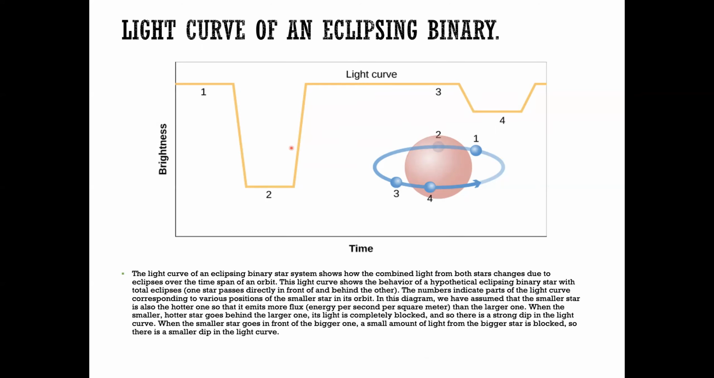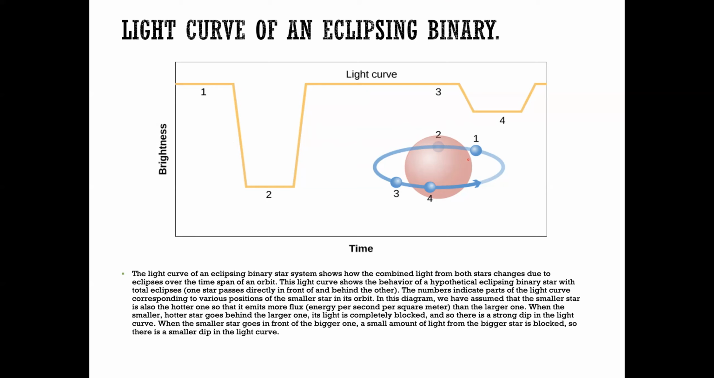Now, if I have not introduced you to light curves before, the light curve means how the brightness changes over time for a star system, right? Light curves are also used in other fields in astronomy, but here we are looking at the combined light curve of these two stars.